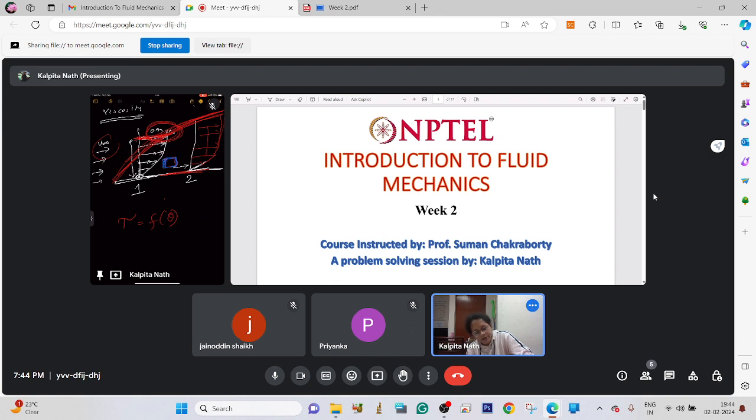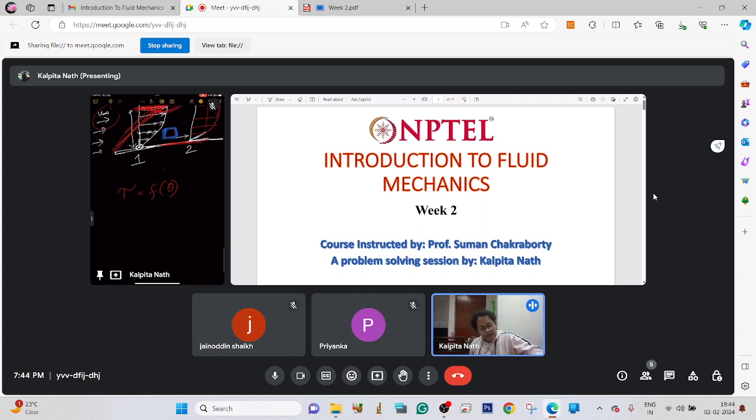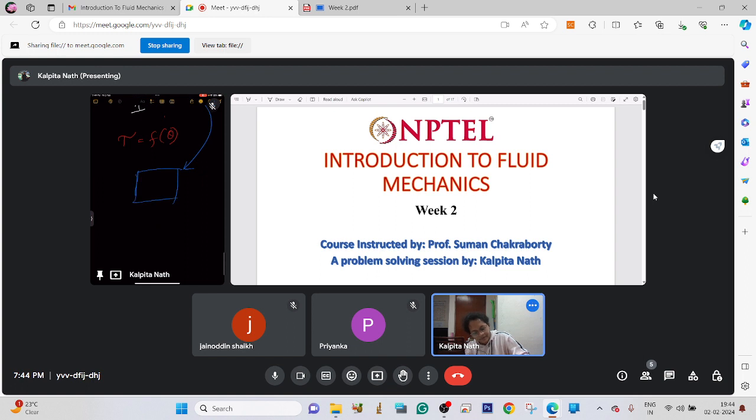See, if this is a fluid particle, I have represented the fluid particle as blue. I'm magnifying this here. As the fluid particle moves from one point to another, this point A will get displaced to A dash, right?